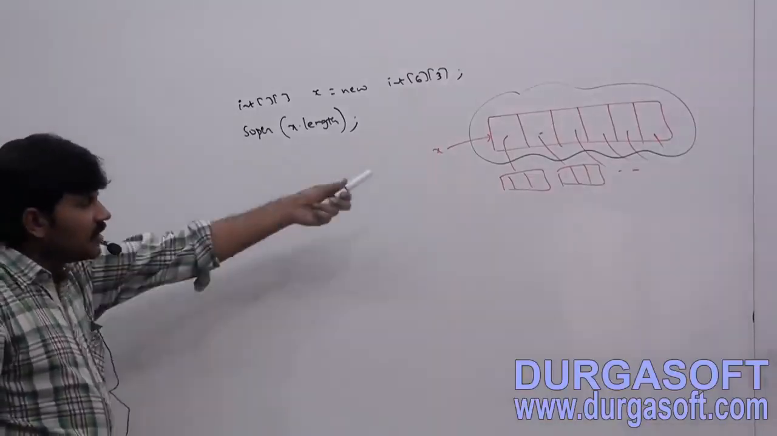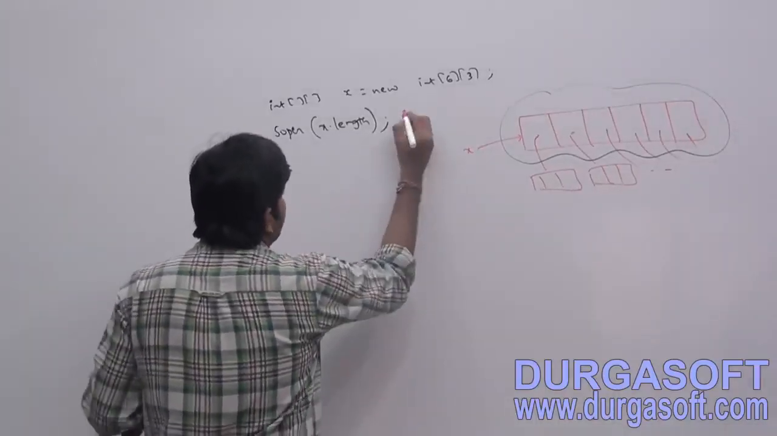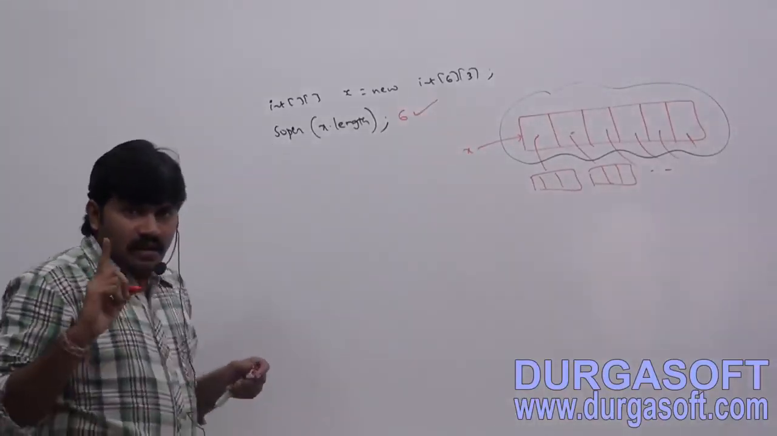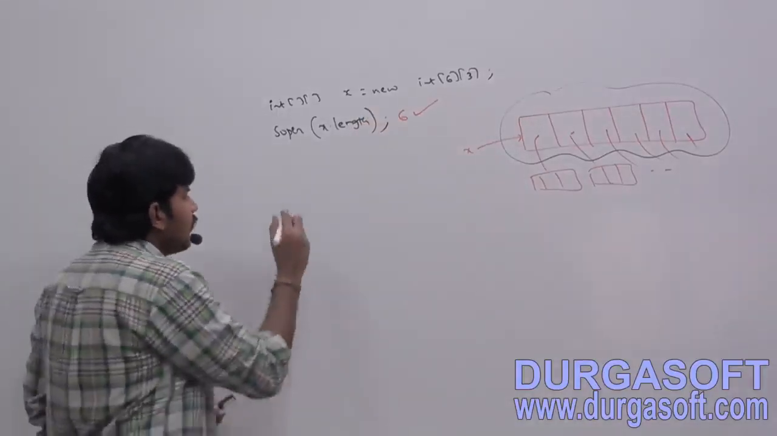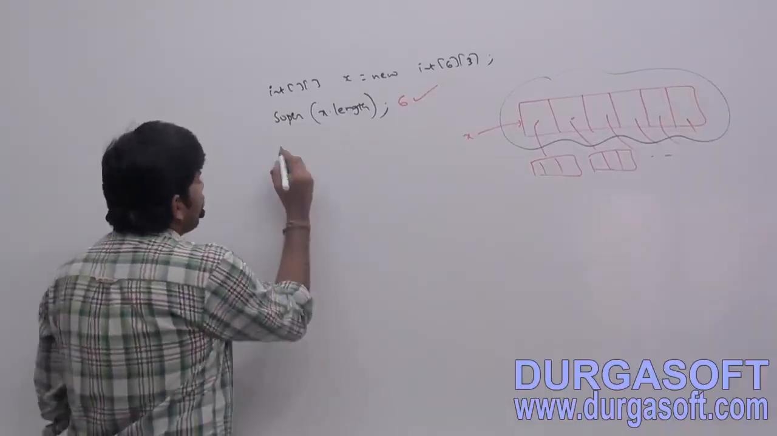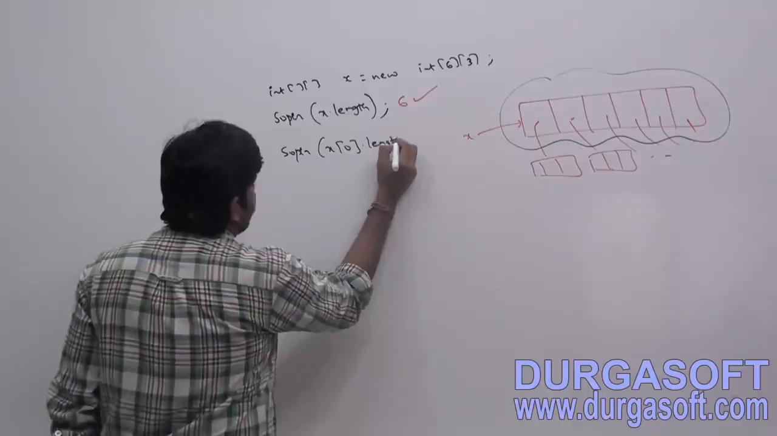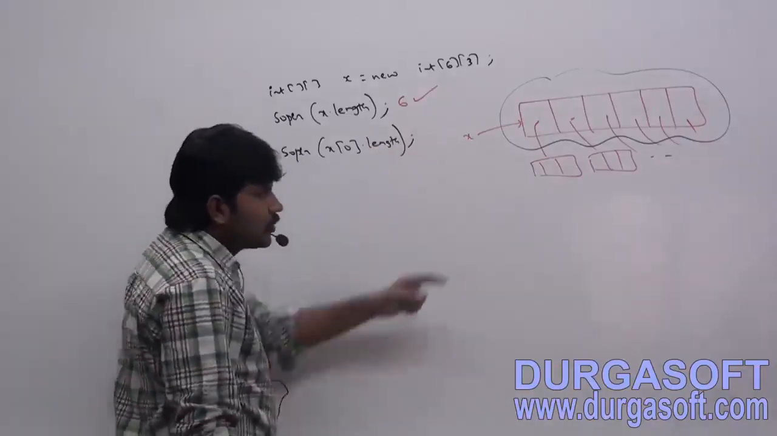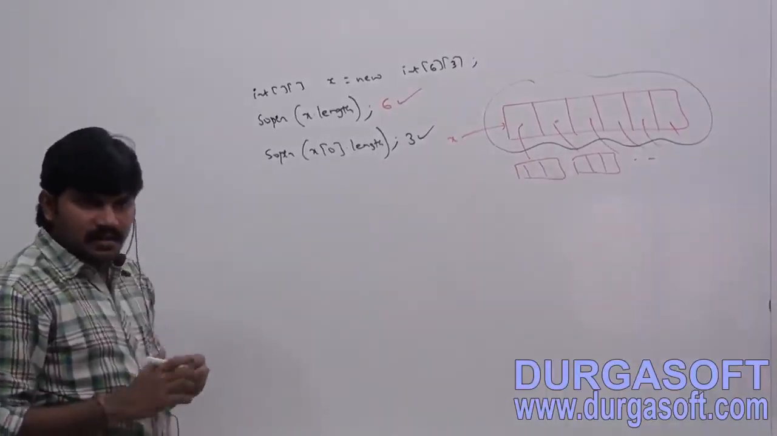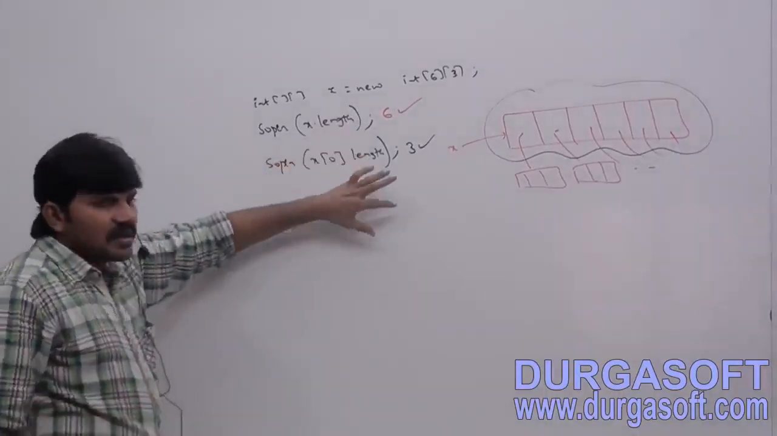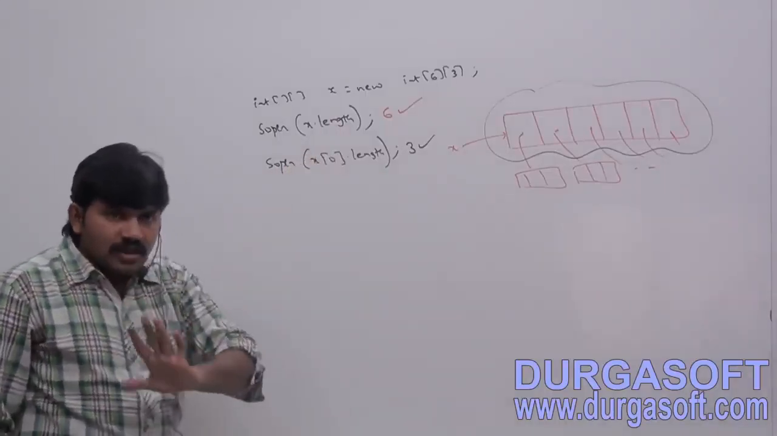What about its size? It is 6 only. In multi-dimensional arrays, the length variable represents only the base size. If I take SOP of x of 0 dot length, what answer do we get by default? x of 0 dot length is 3. So in multi-dimensional arrays, the length variable represents only the base size but not the total size.